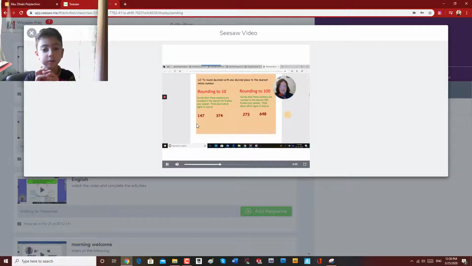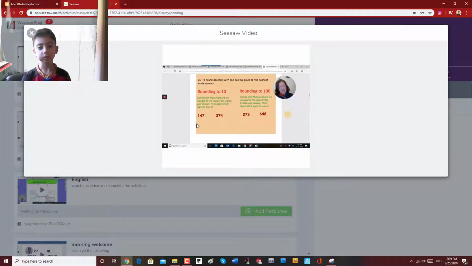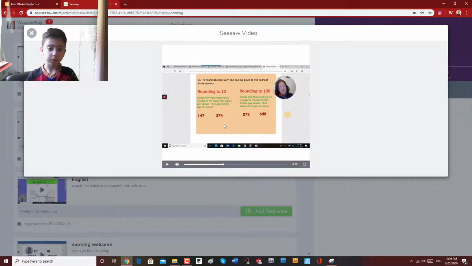Take these numbers, decide what numbers are rounded to the nearest 10. So you're looking at the 1 value or you're looking at the 10 value. The 1 value will tell you whether or not to round up. So guys, in your opinion, what do you think this would mean? Would you think it would be 140 or 150? I'll let you guys have time to think.